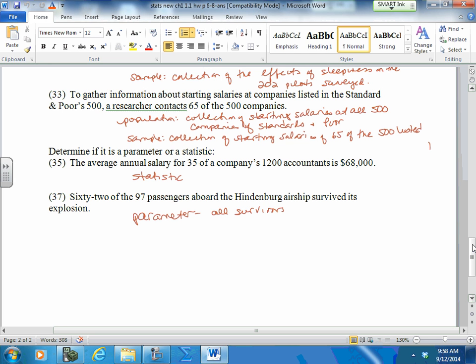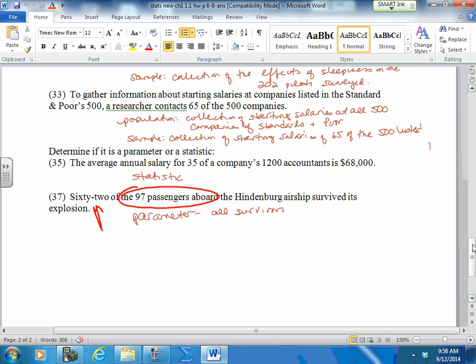62 of the 97 passengers aboard survived. Why is that a parameter? Why is that the population? Because there's not 92 of all the passengers that were on the... Yes, this is all the passengers aboard. This is your parameter. That's the piece of information they gave you. Like your statistic about this. You had 62 survived. 35 is a statistic because it's not all of the country. Right, it's part. It's part.